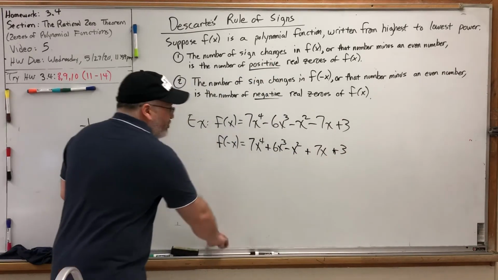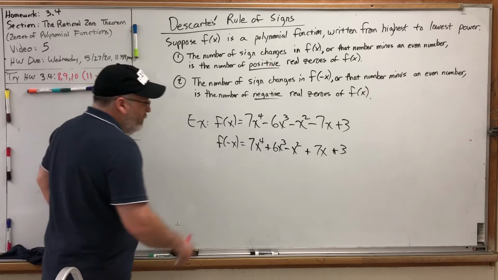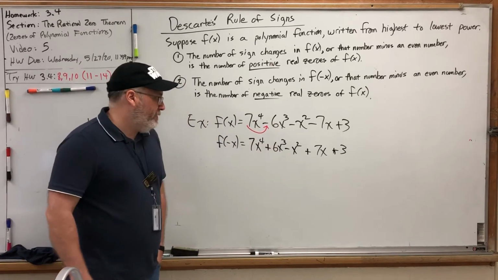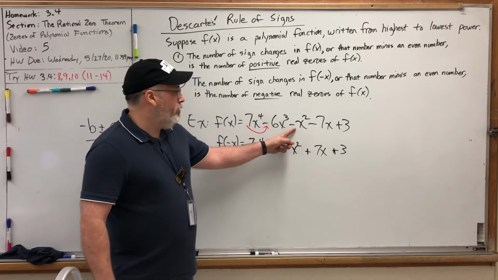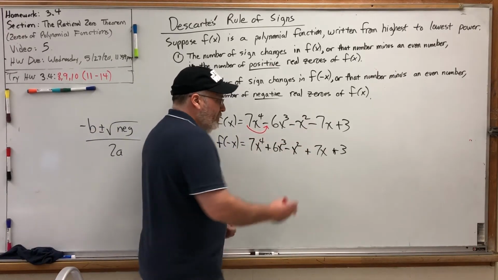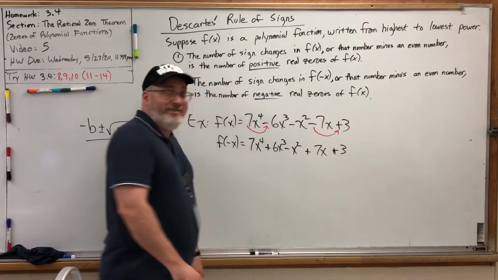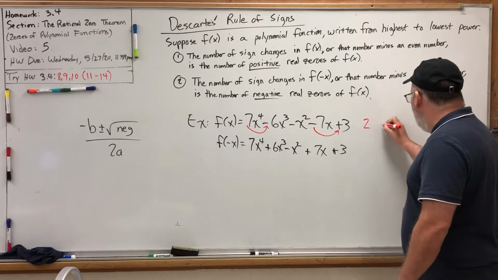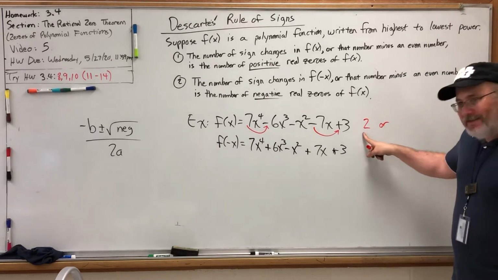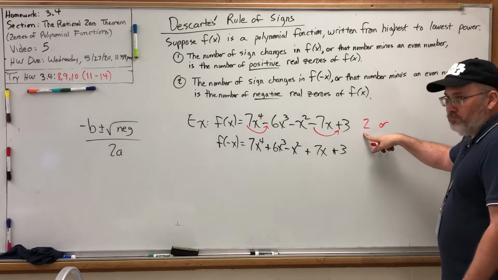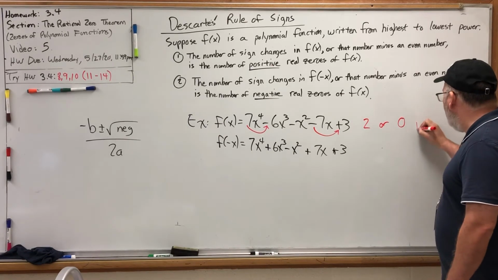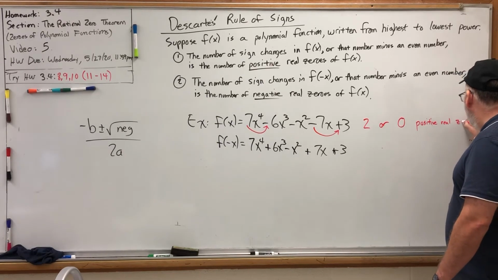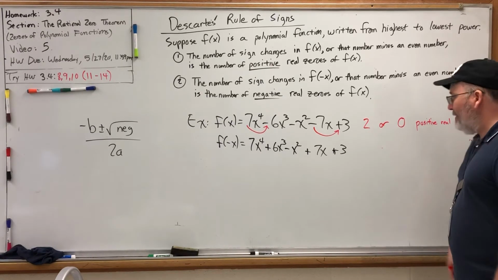So let's count sign changes, starting with f of x. From the first term to the second term, there is a sign change. It goes from positive to negative, but not from the second to the third, nor the third to the fourth. However, from the 4th to the 5th, there is a sign change. So 2 sign changes means there is 2, or this minus an even number. 2 minus 2 is 0. 2 or 0 positive real zeros. So there may be some or there may not be.